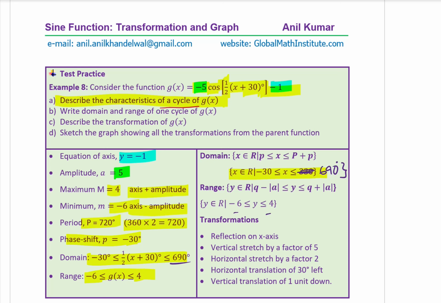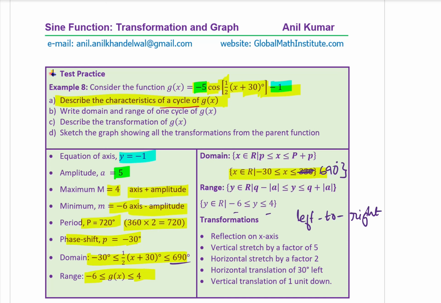As far as transformations are concerned, always describe them from left to right. So minus 5 means reflection on the x-axis, vertical stretch by a factor of 5, horizontally stretched by a factor of 2, horizontal translation 30 degrees left, and vertical translation 1 unit down. So that is all, right?